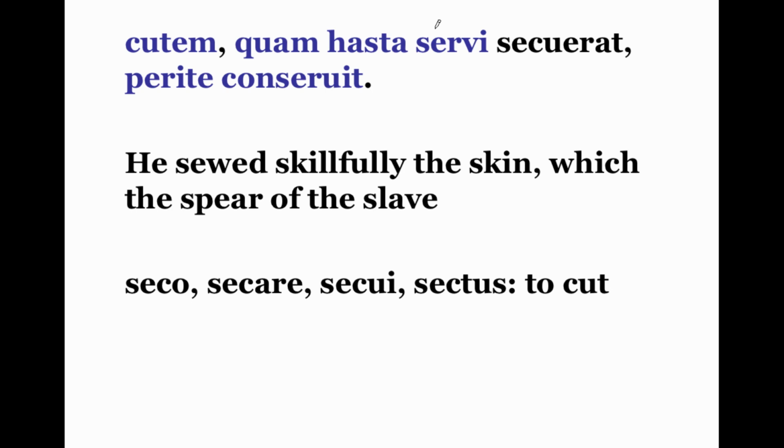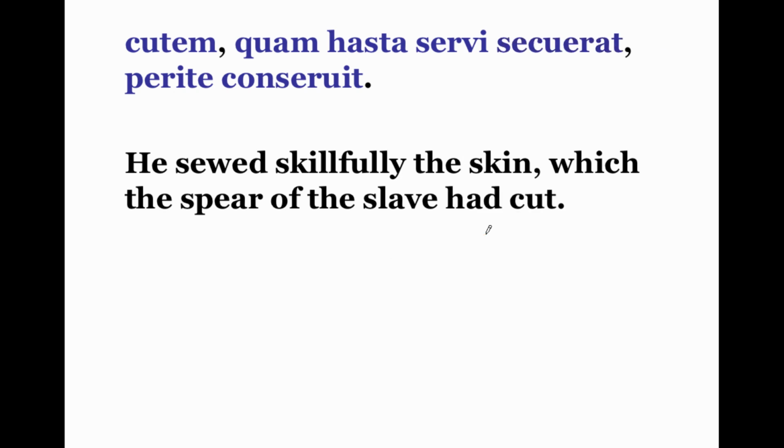Seco, secare, secui, sectus, to cut. Okay, so secuerat, you see that this is on what we call the perfect stem. The perfect stem is you take the third principal part, which is the perfect tense form, you remove the I, and then you form the pluperfect by adding the forms of the imperfect: eram, eras, erat, eramus, eratis, erant. You add that to create the pluperfect. Secuerat, had cut.